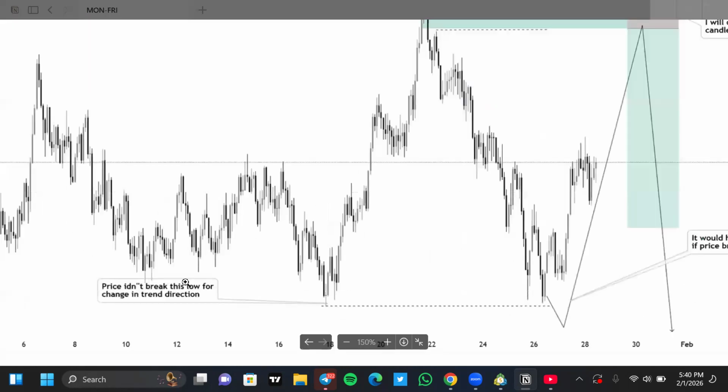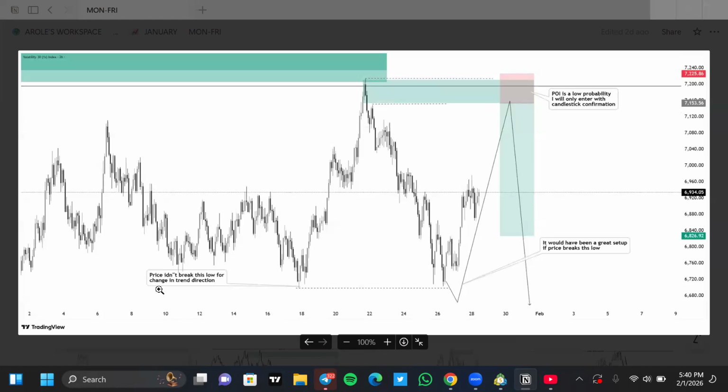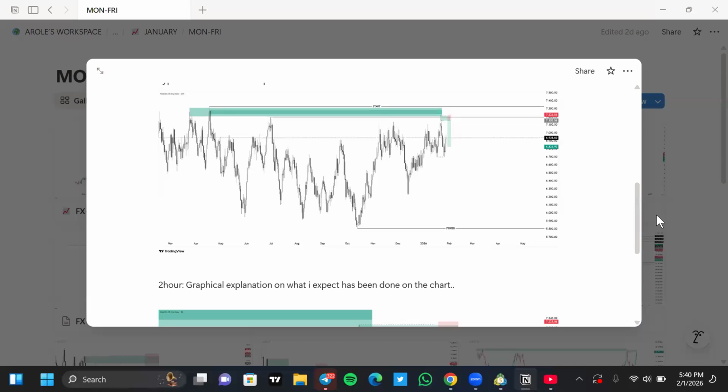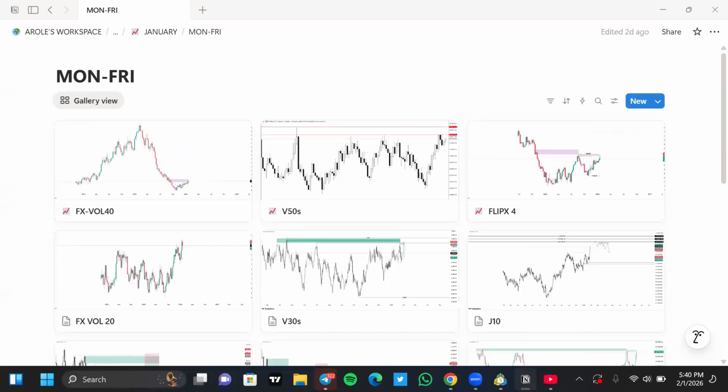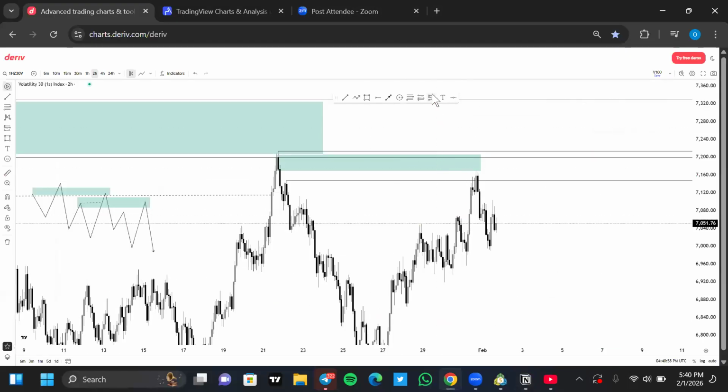I said price didn't break this low for a change in trend direction. It would have been a great setup if price breaks this low. So the probability here is that the POI is a low probability. So I'll only enter with confirmation. And price has already triggered and left me. I was not able to enter into the trade. So price is already moving.